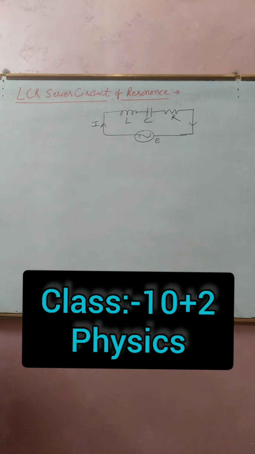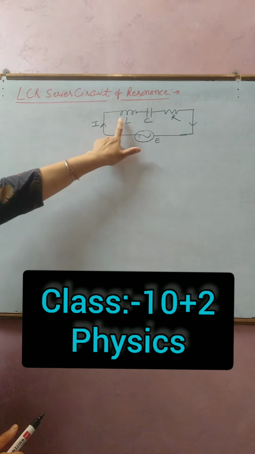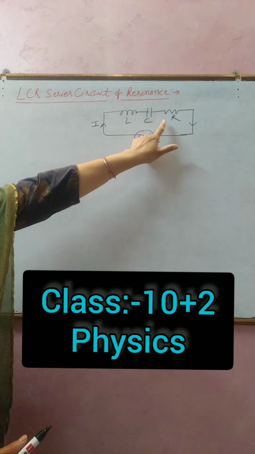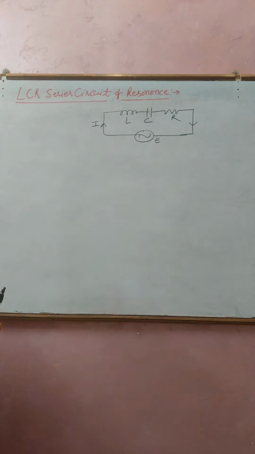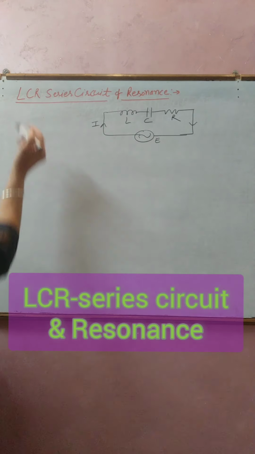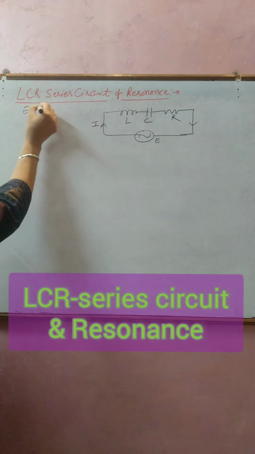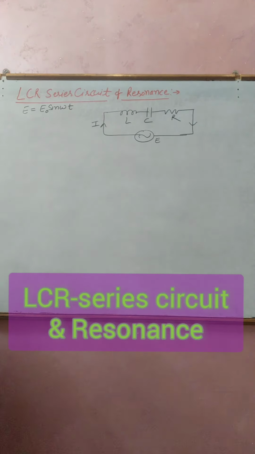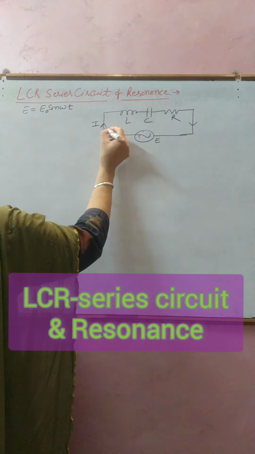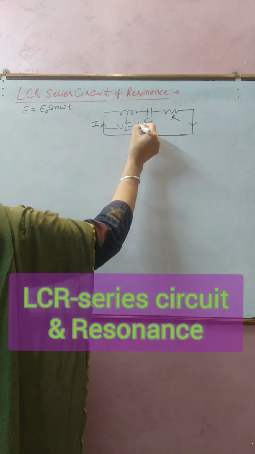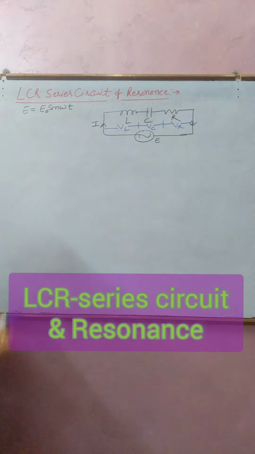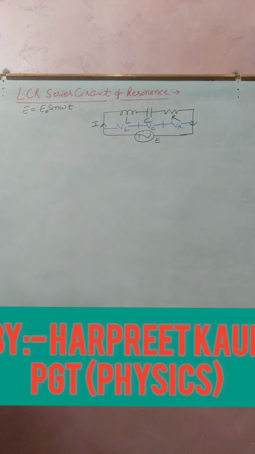For the LCR series circuit, first we have an inductor of inductance L, a capacitor of capacitance C and a resistor of resistance R connected in series to an alternating source of EMF, E equal to E naught sin omega t. I is the current flowing through this combination. Due to the series combination, there is a voltage drop across each: VR, VL and VC.